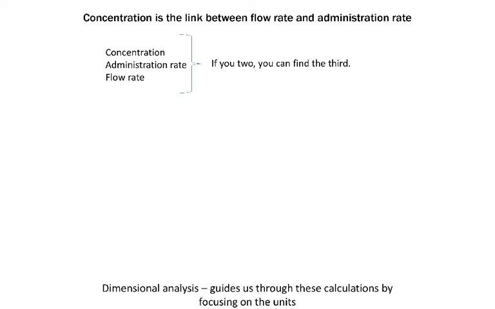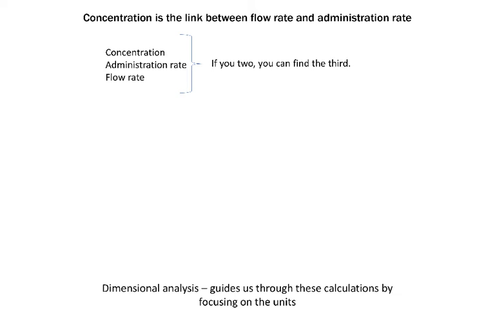And there's a connection or a link between these two rates, and that connection is concentration. So concentration, administration rate, and flow rate are all connected, and if you know any two of them, you can solve for the third, right? You can find the third using dimensional analysis. Dimensional analysis, remember, guides us through these calculations by focusing on the units.